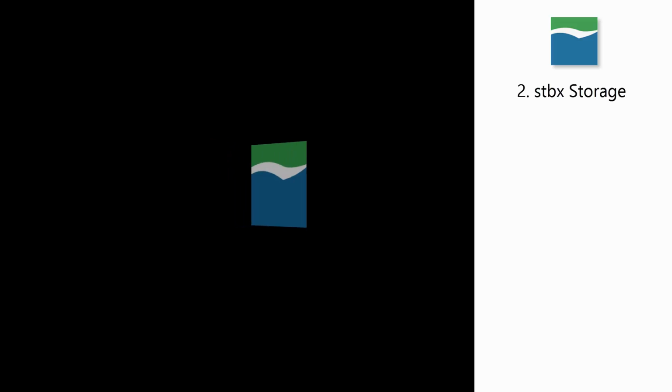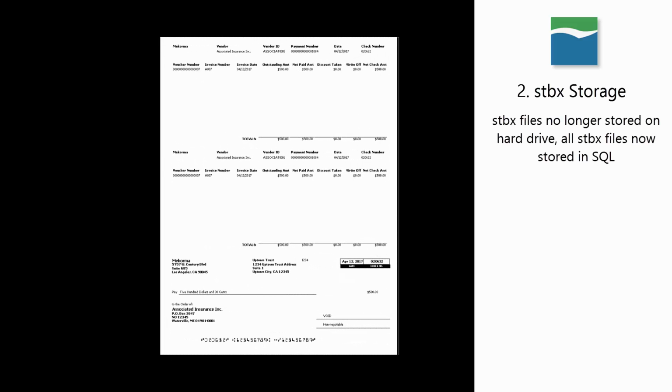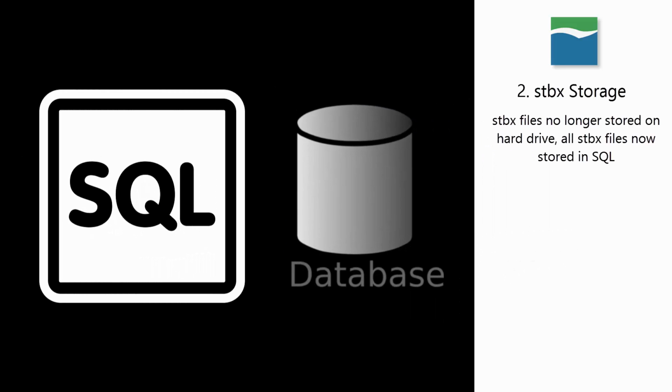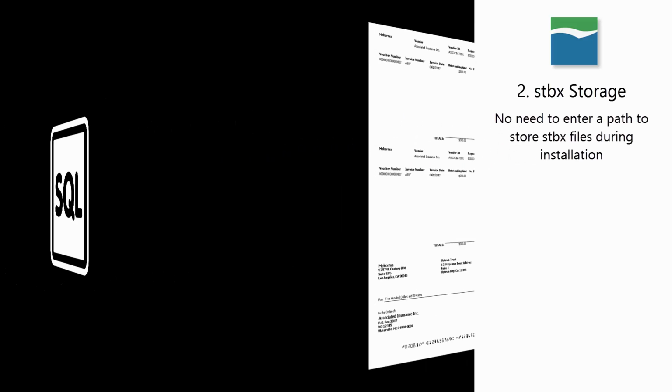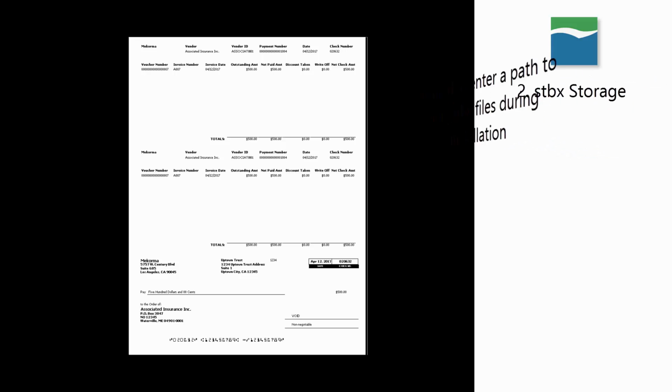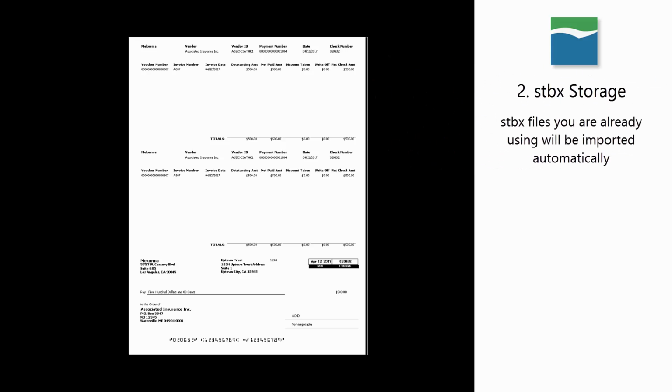Next, we'll delve into the new storage method for stub files. Now stub files will no longer be stored locally on your hard drive upon installation. Instead, they'll be stored in the SQL database and can be accessed without the use of a local or a network drive. For this reason, you won't be asked to designate a path through which to store stub files upon installation. Additionally, stub files that you were already using in previous builds will automatically be imported upon upgrading, unless their location has changed from what MICR has stored.